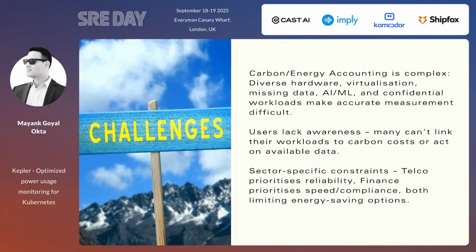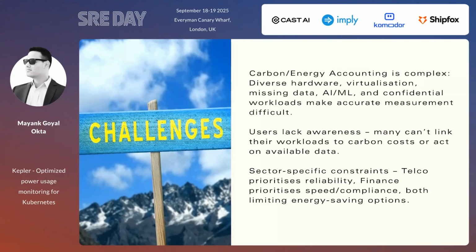Carbon energy accounting is complex because we have diverse hardware, virtualization, missing data, and AI/ML. So it makes it really hard for us and for everyone to measure the carbon emissions from the data centers. And also there is a lack of user awareness. Like I asked two minutes ago, how many of us track the carbon emissions from our workload? So mostly no one takes care of it except one. So that is another problem.